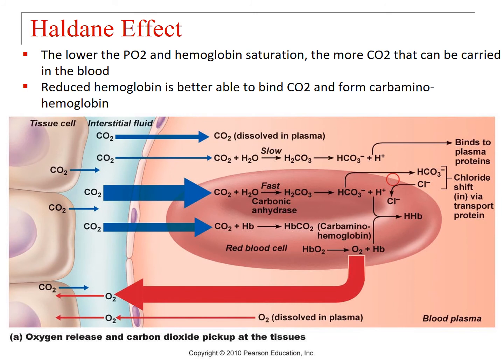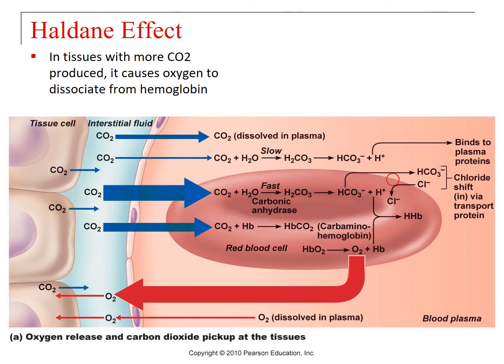Okay, now the lower that the PO2 is and the lower that the hemoglobin saturation is, the more CO2 can be carried in the blood. The reason is that reduced hemoglobin is better able to bind CO2 and form carbaminohemoglobin. So that HHb, the final product from the combination of hydrogen and hemoglobin, can better bind CO2 and can better form carbaminohemoglobin.